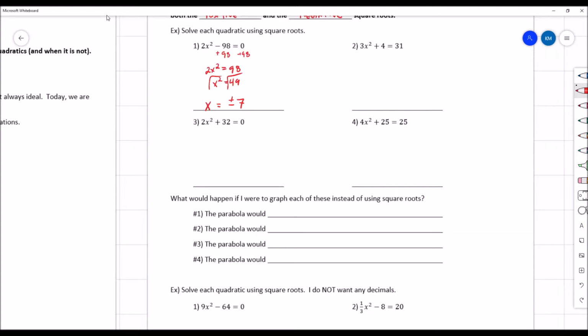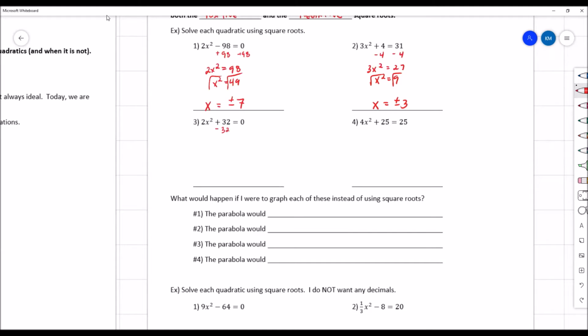Number 2, 3x squared plus 4 equals 31. Our first step is going to be to subtract 4 from both sides. 3x squared equals 27. Divide both sides by 3. x squared equals 9. Then take the square root. x equals plus or minus 3. Number 4. Oh, nope, number 3.